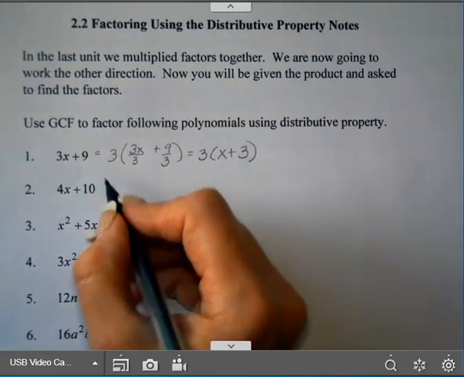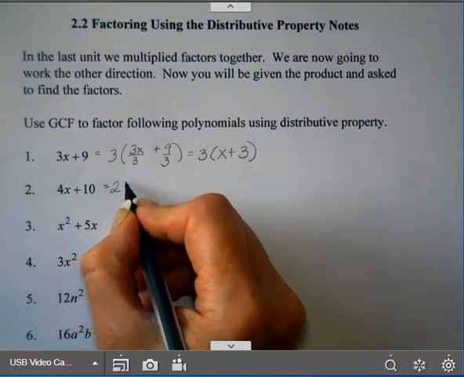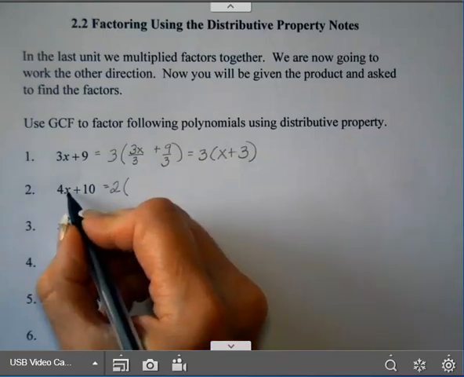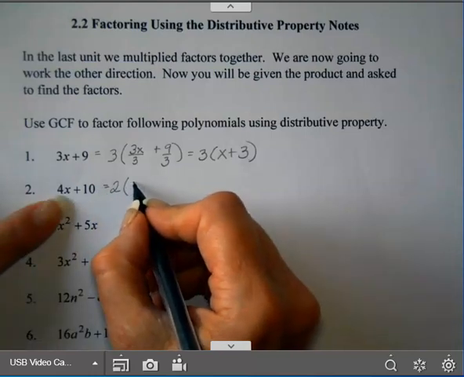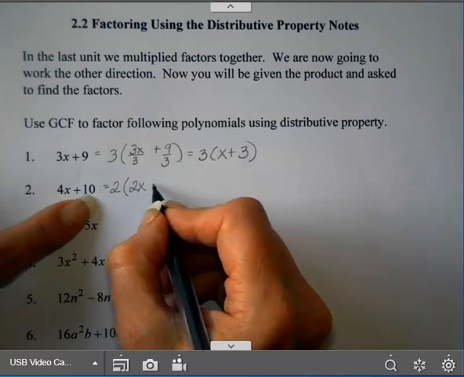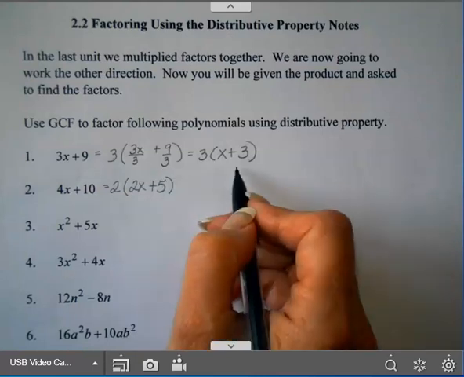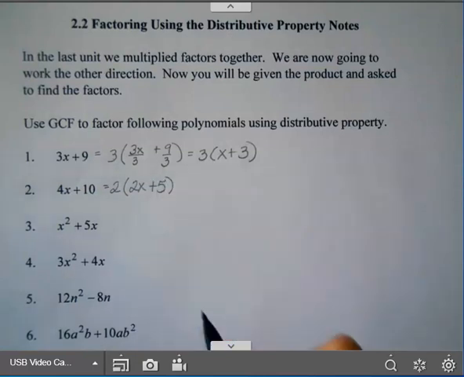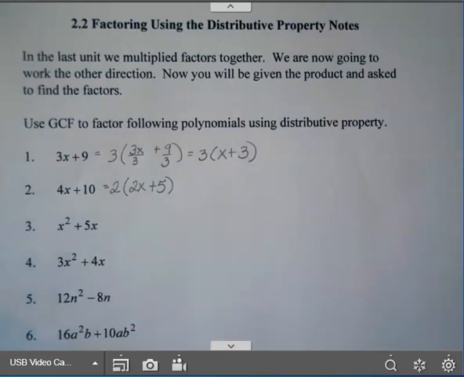My next one, I have a 2 that goes into both of those. So I'm going to put a 2 on the outside, which means I'm dividing each of those by 2. When I divide 4x by 2, I get 2x. When I divide 10 by 2, I get plus 5. So I skipped the middle step on that and I went directly to the answer. I don't care if you put that middle step in. I'm totally fine if you do, whichever is easiest for you to do. If you multiply this out, that would be 4x, and then 2 times 5 does give you the 10.